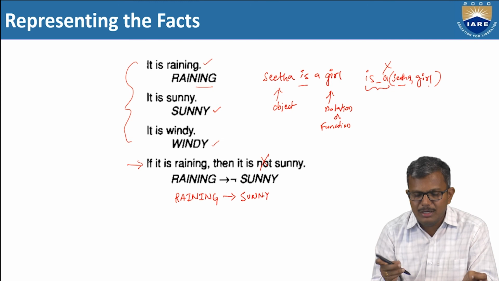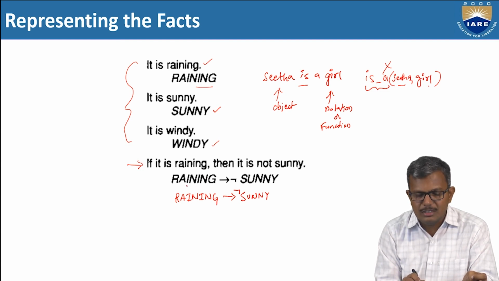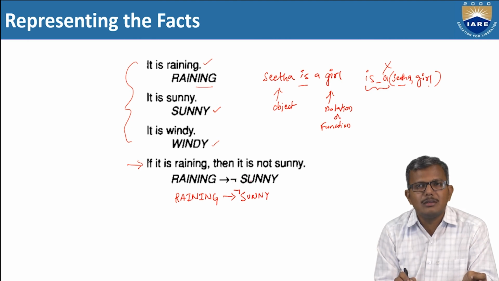But here what has happened? There is a specific word called not. Whenever it is not, even as we have seen in the previous example, we use the symbol called the not symbol. So how have we represented the knowledge, the fact, here? Like this: raining implies not sunny. It's not necessary to use the word not again here. Why? Because here not is the connective. For this connective, we can use the logical operators.